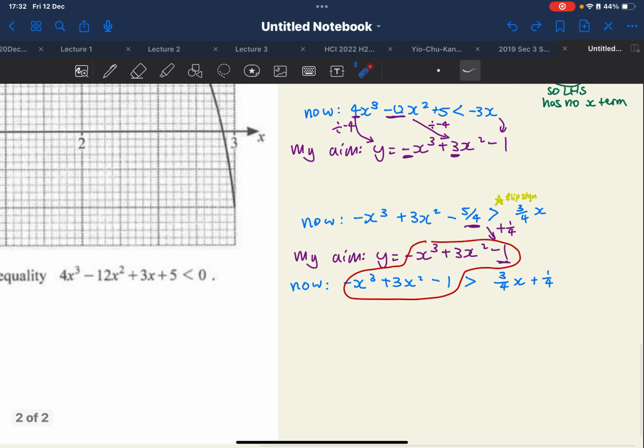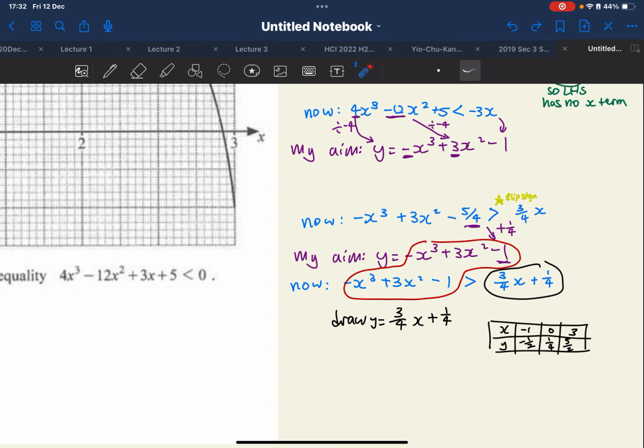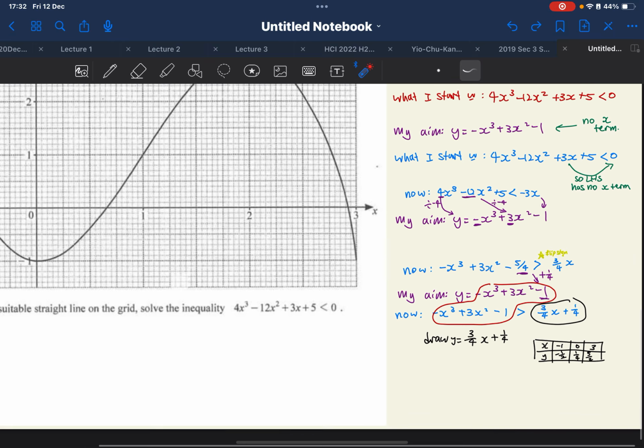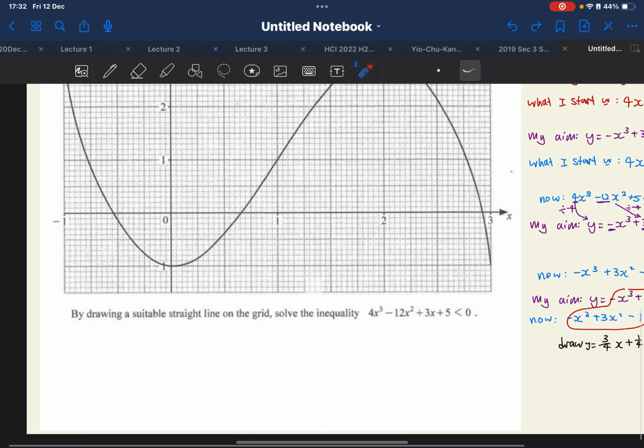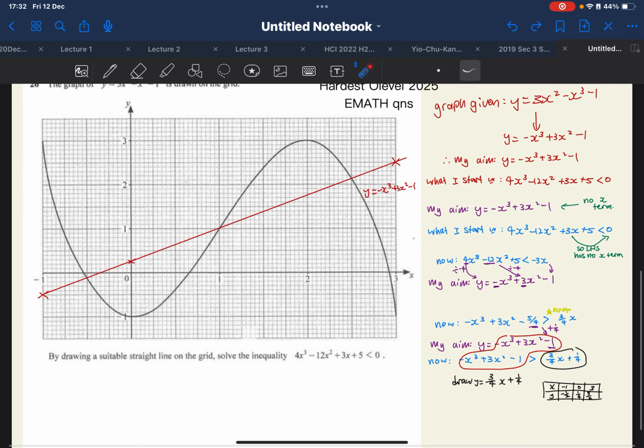So how do you draw the line? You will have to draw a table. This is from Sec 1 knowledge. We just have to draw a table. After we draw the line, you should get this, and pinpoint the plots. Now what we have to do is a little bit of EMATH.